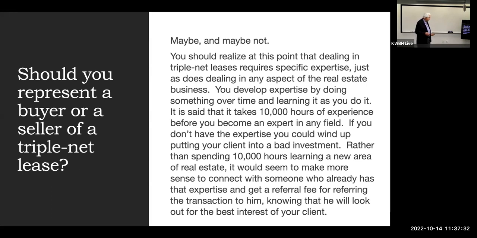So I've seen too many agents get involved in triple net leases, not really knowing all of the elements of it, and have done damage to their clients. So my recommendation is, I'm not saying just me, I do specialize in it. I think we have one or two other people in the office that do. But refer it to somebody who knows what they're doing. Get a referral fee.